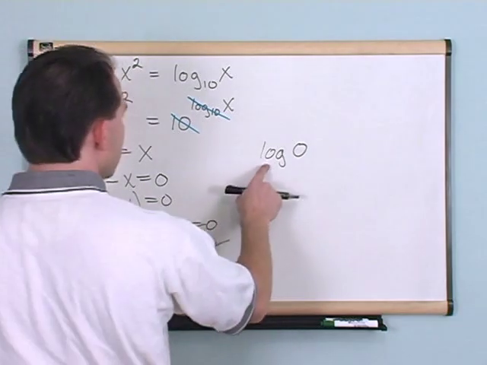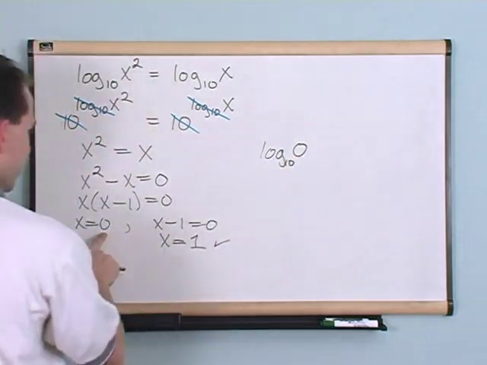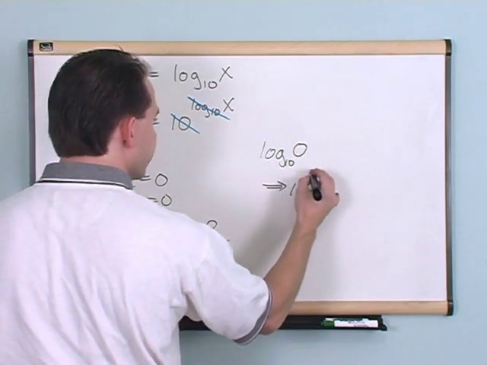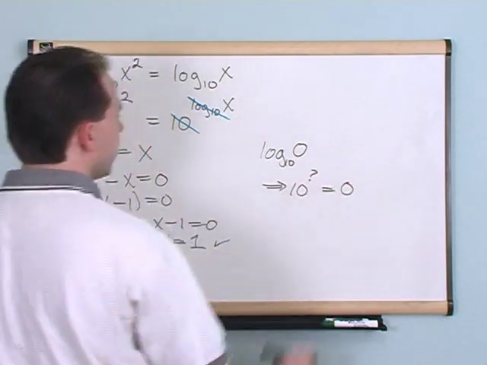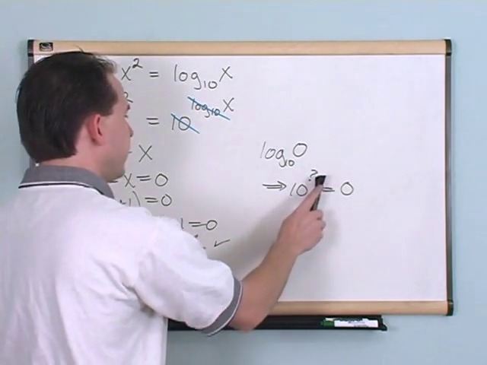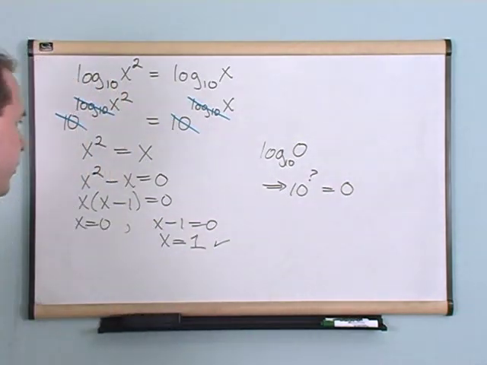But when you think about it, what is log base 10 of 0? That's what we're testing out here. What would that mean? That would mean 10 to some number equals 0. I challenge you to find a number so that if I take 10, raise it to that number, it's going to equal 0. You can't do it.